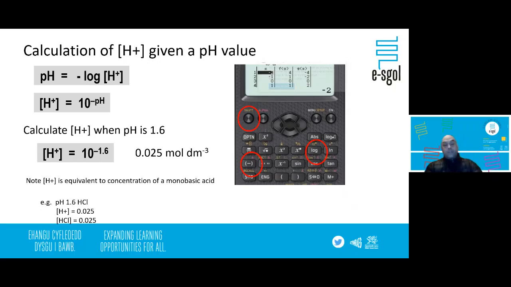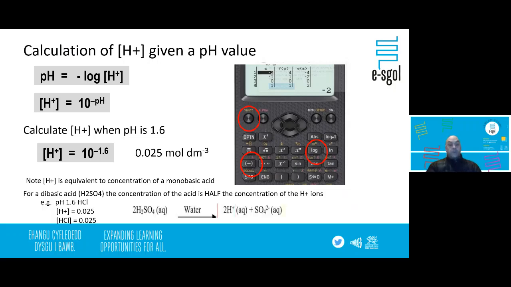And then where it gets a bit trickier is where we look at a dibasic acid. For a dibasic acid, oh God, I can't believe that 2's still there. Don't know why it is still there. It's a real pain. Be careful what you lift off the internet.